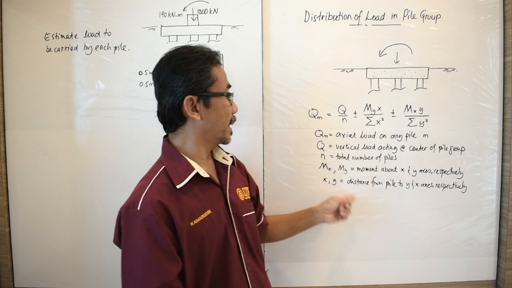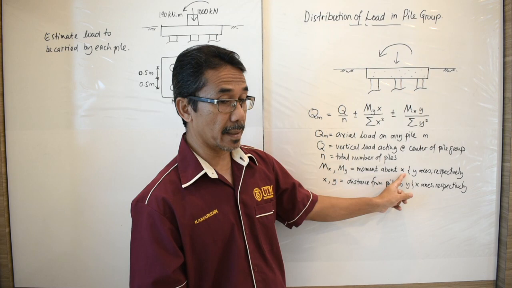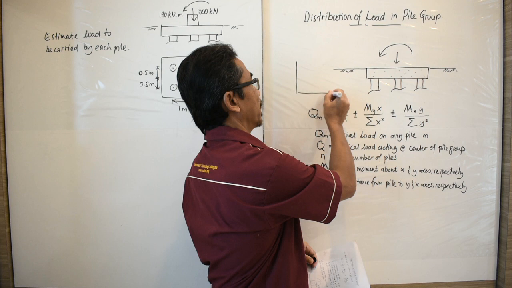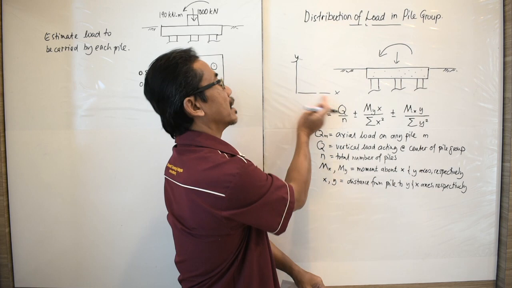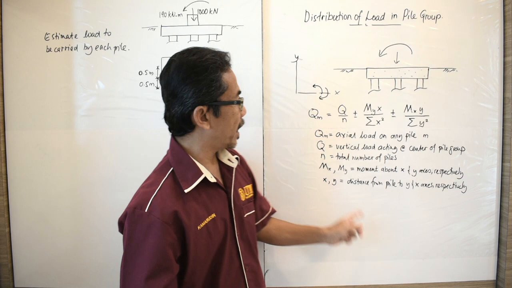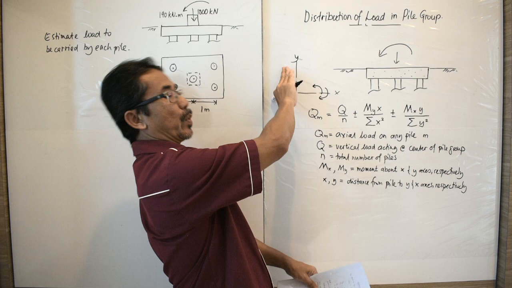Mx, my are the moment about x and y axis respectively. So Mx is the moment about x axis. Let's say we have a coordinate system. This is x, this is y. So Mx here is the moment with respect to x axis, whether it's going that way or this way. Whereas M sub y here is the moment with respect to y axis. So moment could be like this or the other way around. Those are the definitions for Mx and M sub y.